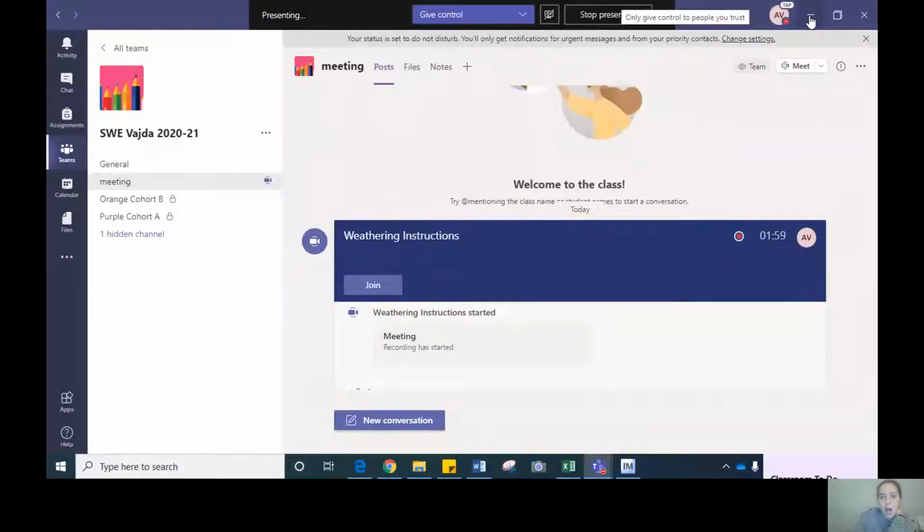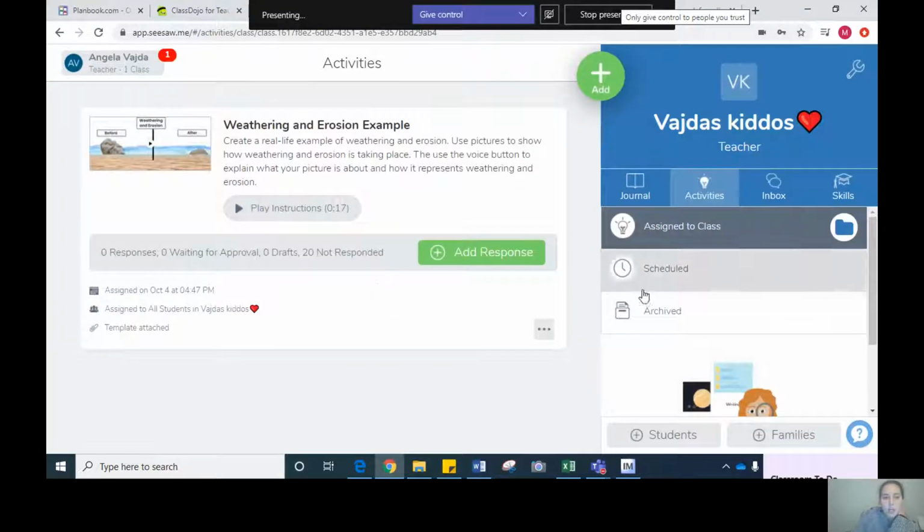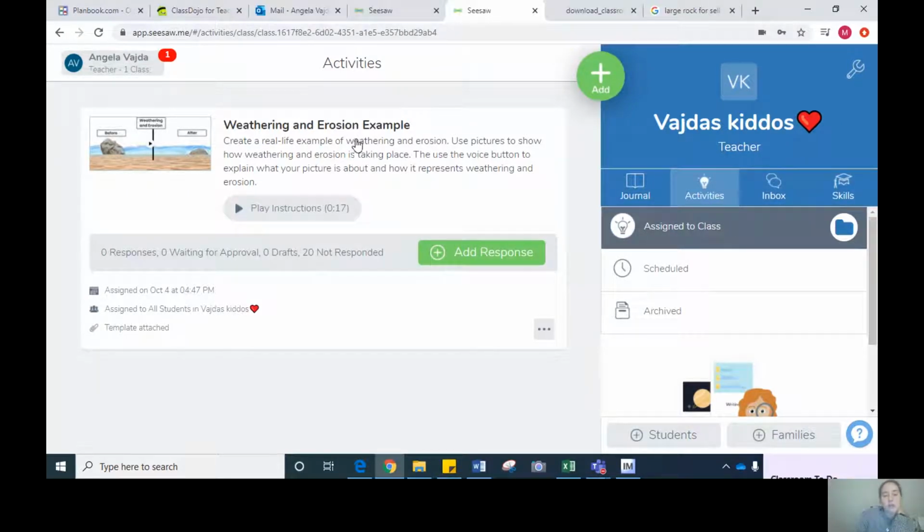So I am going to share my screen with you. Let's see. Here we go. So you should be looking at my Teams. I am going to our Seesaw assignment. So when you log in, you should see something like this. So you should be invited as kiddos, and you will be seeing the weathering and erosion assignment.